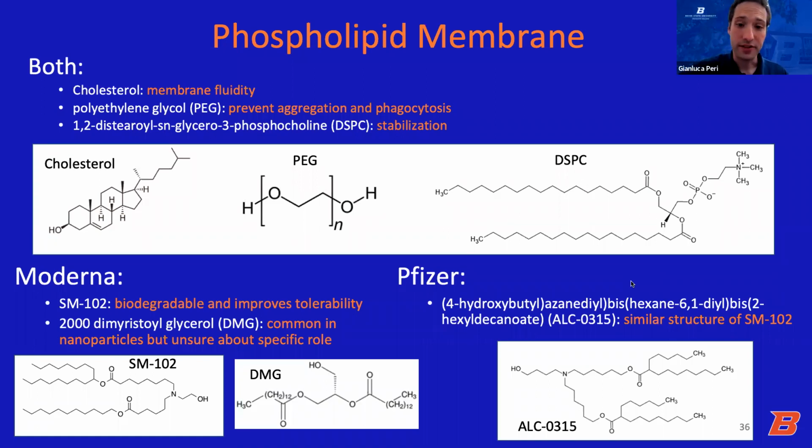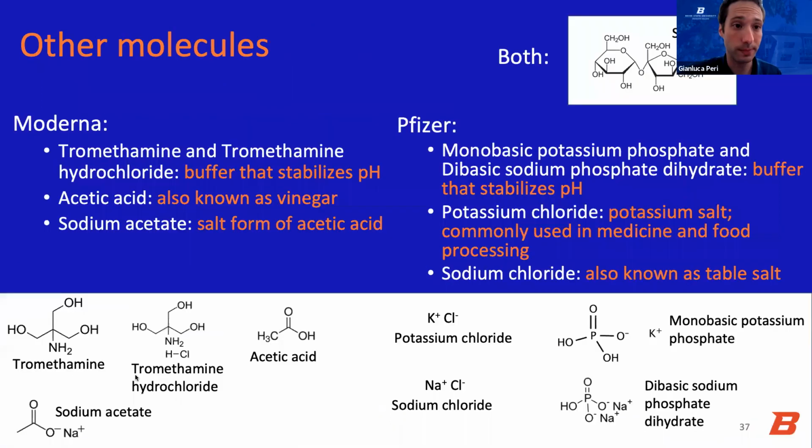And then going to the Pfizer vaccine, we have a different phospholipid. It's a lipid that is pretty similar to SM102. They call theirs ALC0315. I haven't found the exact papers where they talk about this molecule, but because its structure is pretty similar to SM102, I'd expect a similar degree of biodegradability and tolerability. And that covers the whole phospholipid membrane.